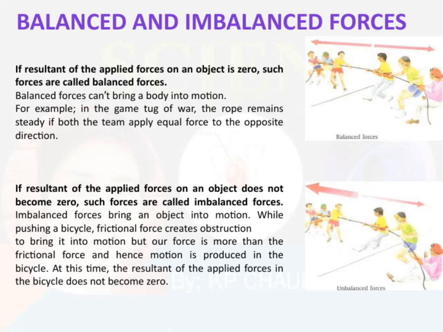Let's talk about balanced and imbalanced forces. When the forces acting on an object add up to zero, we call them balanced forces. These forces can't start movement, the object stays still. Think of a tug of war where both teams pull equally. The rope doesn't move. On the other hand, if the forces don't cancel out, they're imbalanced. That's what sets things in motion. For example, when you push a bicycle, your force overcomes friction, and the bike moves because the forces don't balance out.